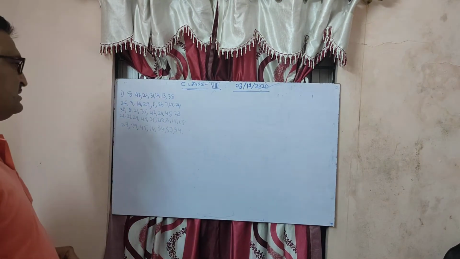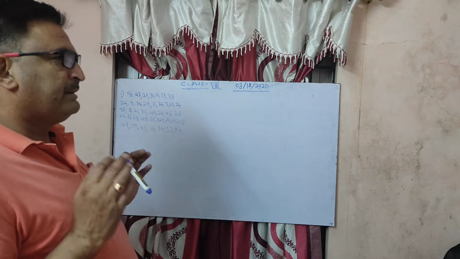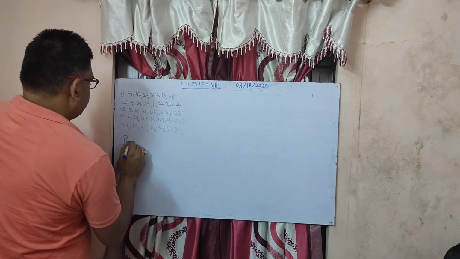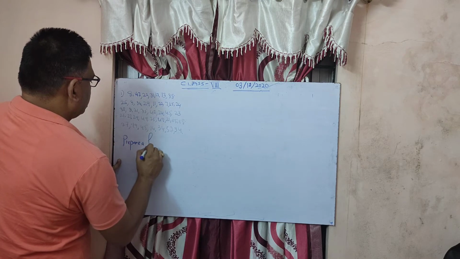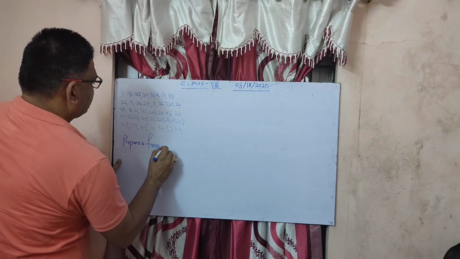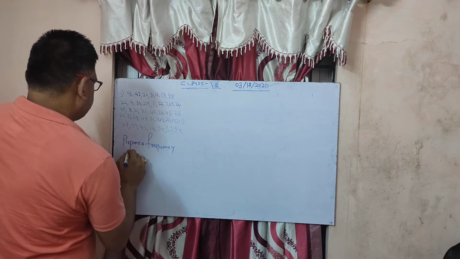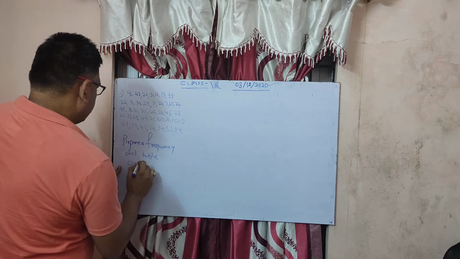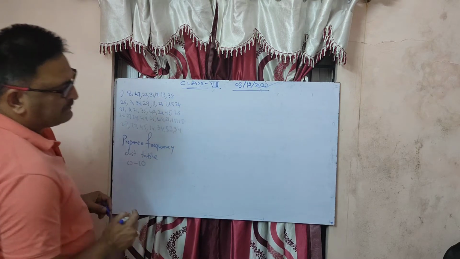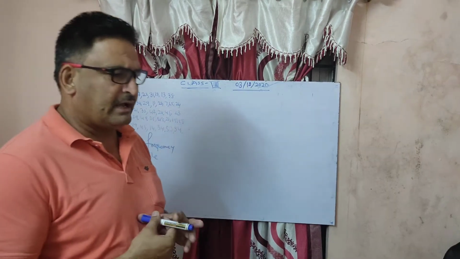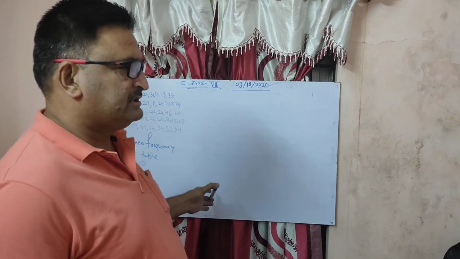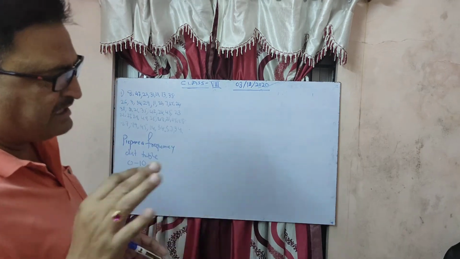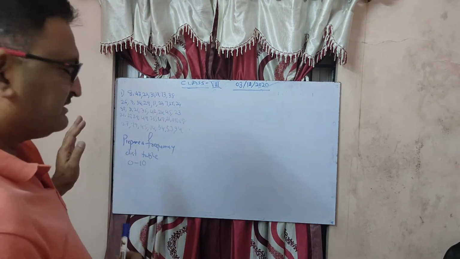According to this question, prepare a frequency distribution table starting from 0 to 10, and 10 is not included. Yesterday I have solved this; I will just explain wherever this number comes, and such questions will be answered. Now, prepare a frequency distribution table.